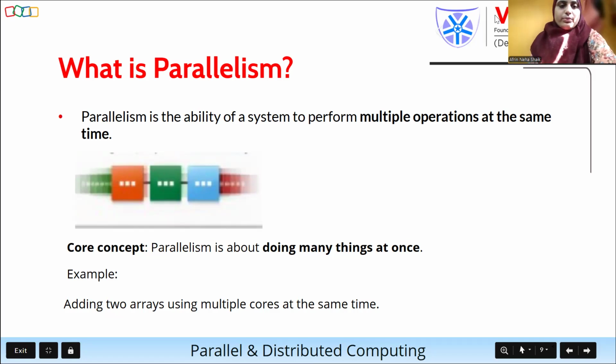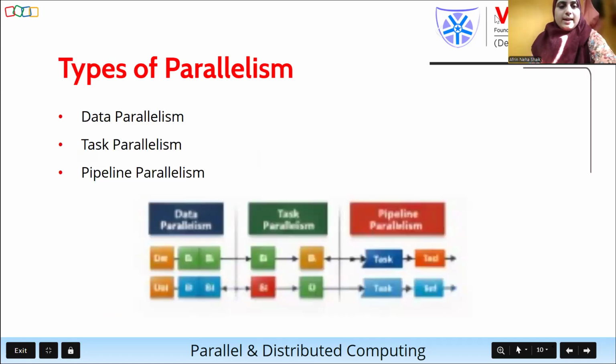Now, move to the types of parallelism. This slide introduces the three main types of parallelism: data parallelism, task parallelism, and pipeline parallelism. These types describe how work is divided among the processors. Choosing the correct type depends upon the nature of the problem, data dependency, and hardware architecture. This is a roadmap for understanding parallel execution models.